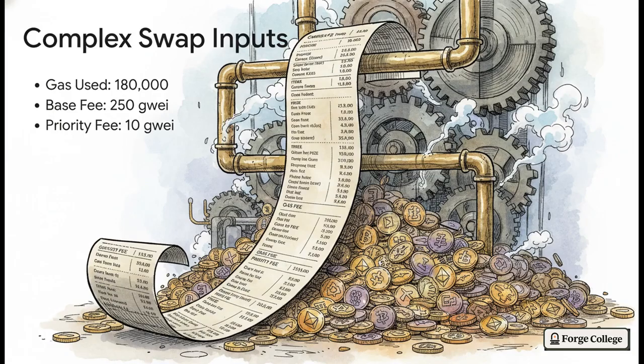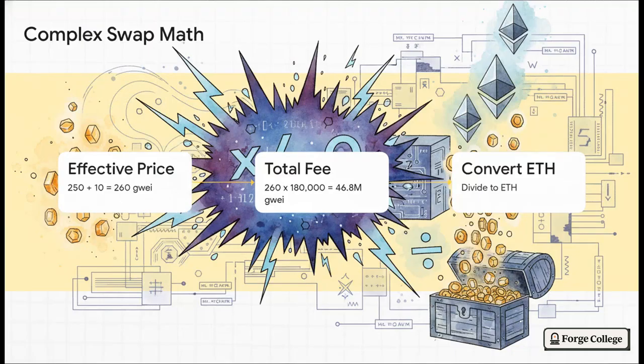exchange. The computational cost, our gas used, explodes to 180,000. And check this out, the base fee has spiked massively to 250 gwei due to high network congestion. We've also bumped our priority fee to 10 gwei just to ensure we don't get stuck pending. Let's guide this through together one last time.